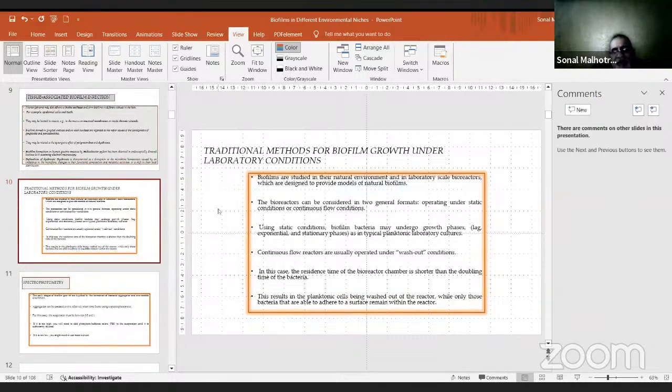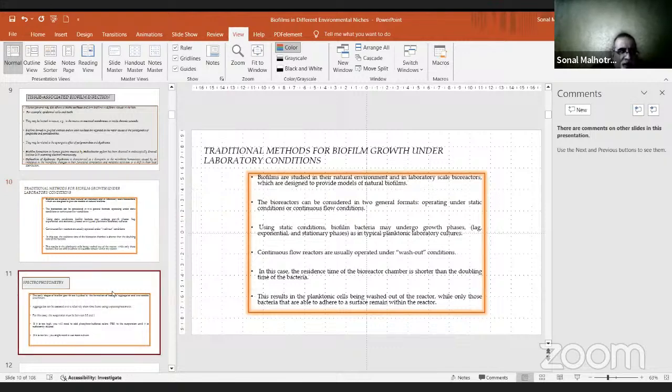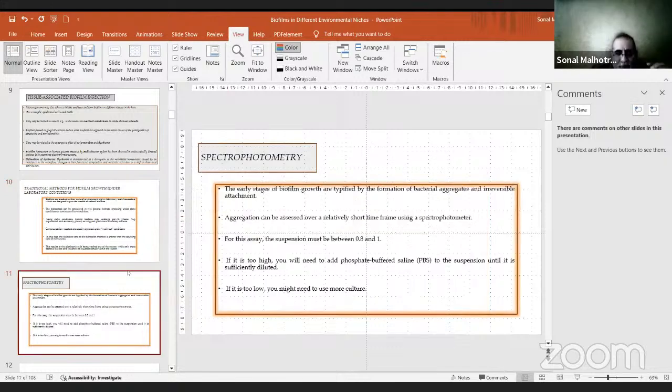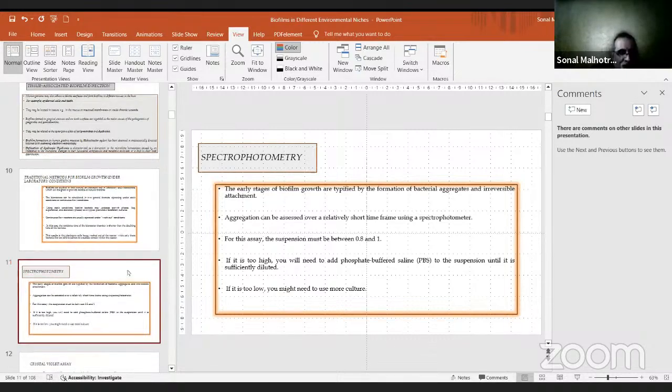So these are some of the ways in which we measure bacterial biofilm growth. We have some traditional methods in the laboratory to measure how biofilms are growing, and there are numerous ways. We cannot cover all of them in one day. One is just spectrophotometry. You can put bacterial cultures in a cuvette and actually look for their adherence over time and study that. That's the simplest form.